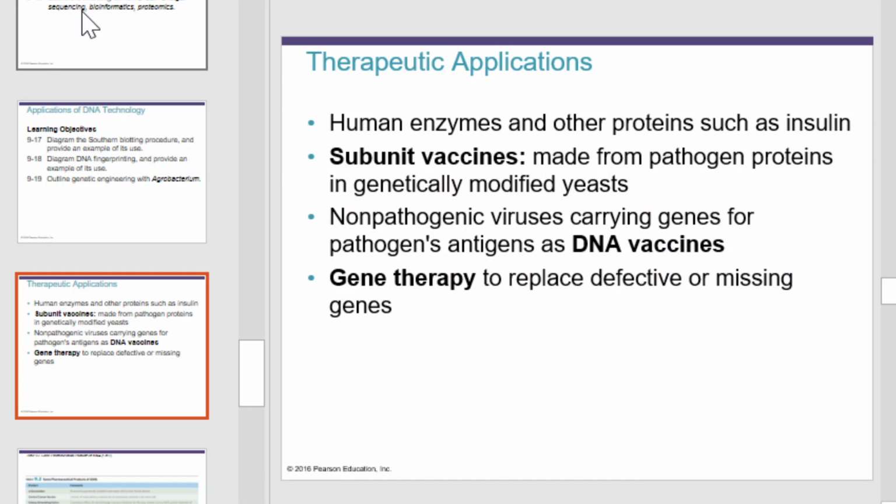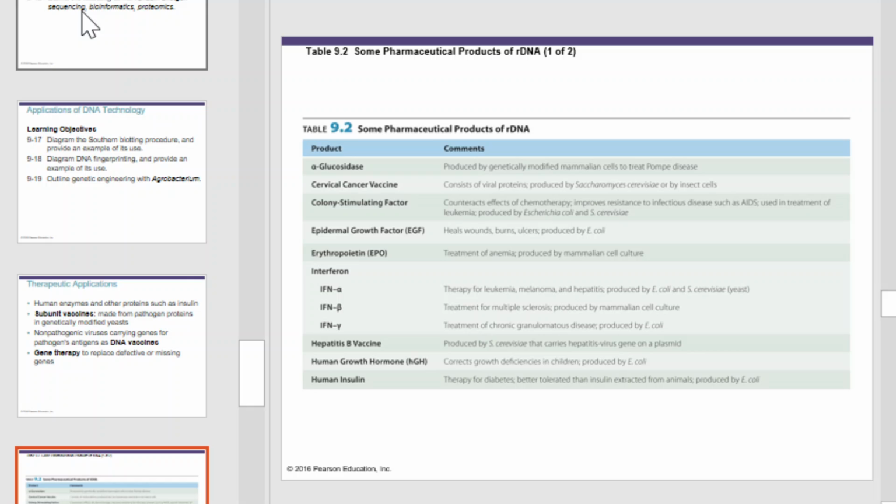Non-pathogenic viruses carry genes for pathogens' antigens as DNA vaccines. And gene therapy. Gene therapy is used to replace defective or missing genes. This table is an illustration of some pharmaceutical products that are produced using recombinant DNA.